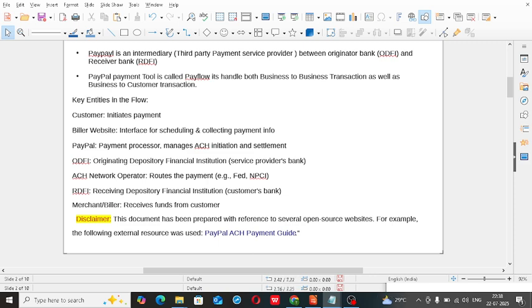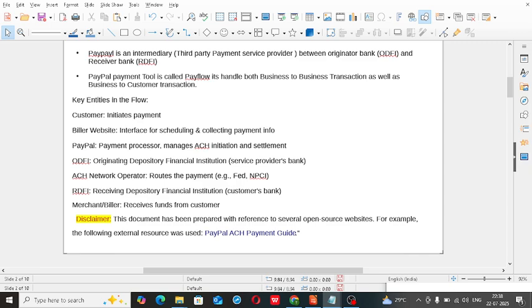PayPal initiates the transaction according to the customer's mandate setup. On the transaction date the customer has chosen, PayPal initiates the transaction. After that, PayPal pushes the transaction to the originating depository financial institution, which we call the service provider bank. In our example, that is Airtel Bank.